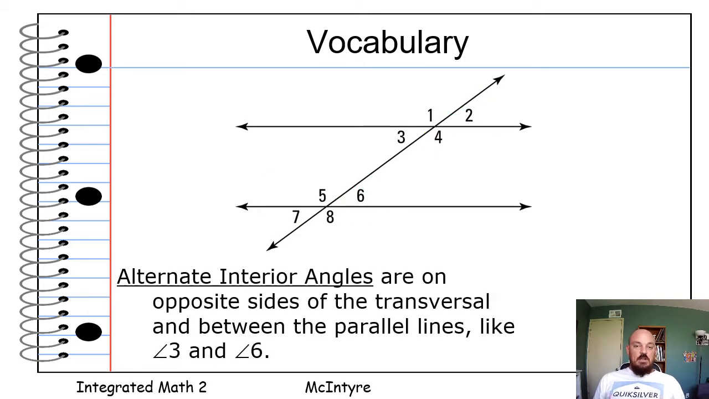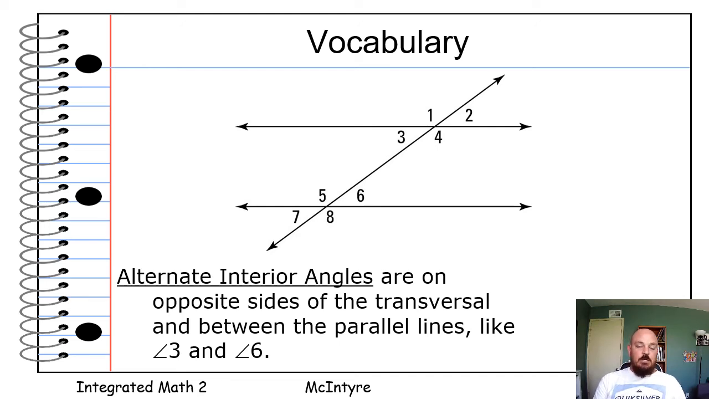All right, our next vocabulary phrase is alternate interior angles. So these are ones that are on the opposite side of the transversal and in between the parallel lines. So each word means something. Alternate means opposite side of the transversal. So if you look at the transversal going down the middle there, on one side you have angles 1, 3, 5, and 7, and on the other side you have angles 2, 4, 6, and 8. So alternate means I'm going to pick one of each, one from one side and one from the other.